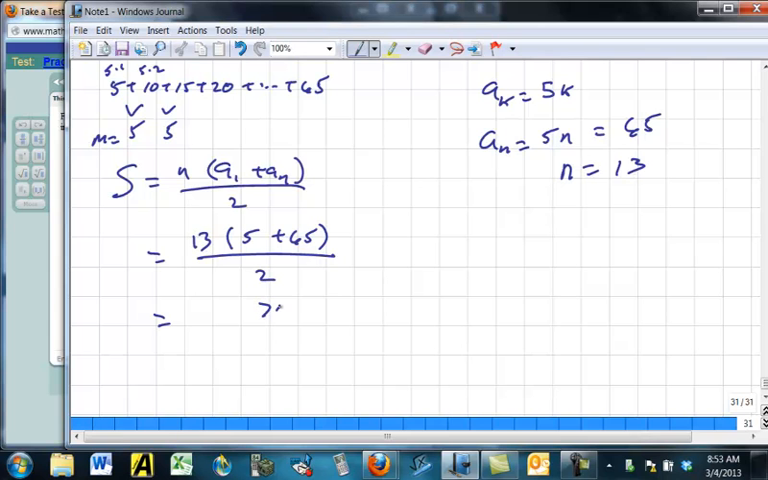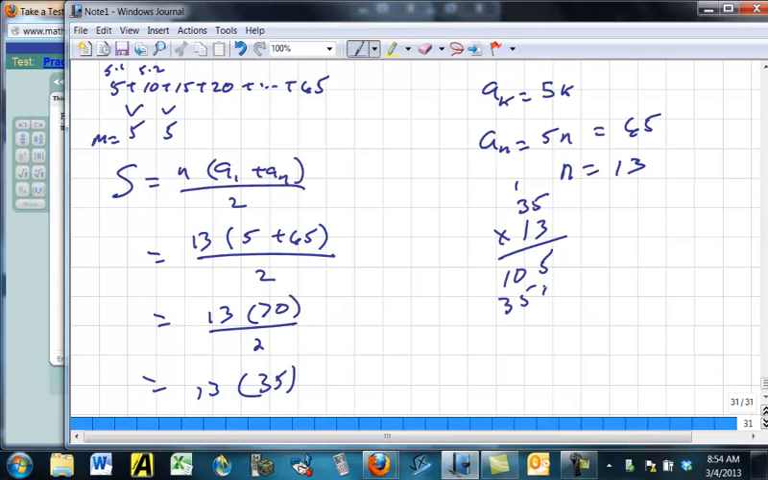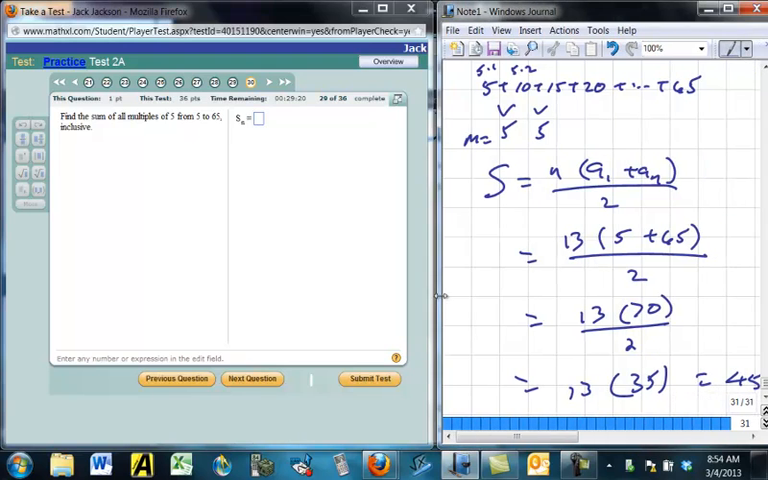5 plus 65 is 70. 70 divided by 2 is 35. 35 times 13, 150, 350, 455. So it looks like that adds up to 455.